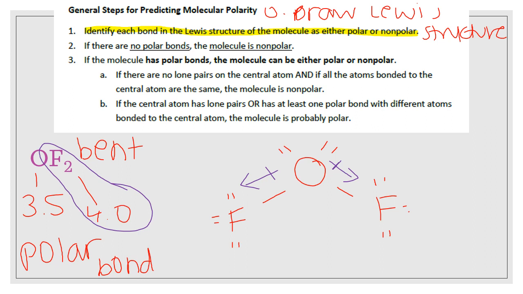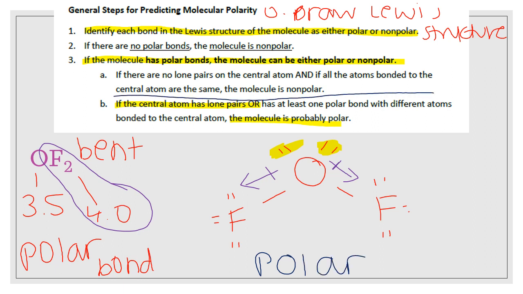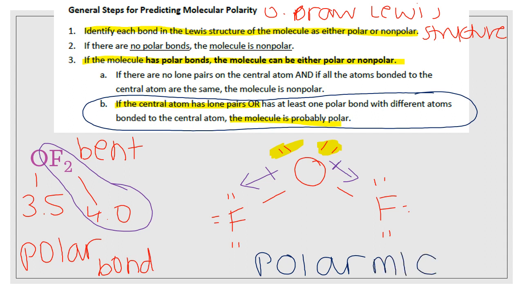So if there are no polar bonds, that's not the case. There are polar bonds. So my molecule has polar bonds, step 3. Okay, 3A. If there are no lone pairs on the central atom, well, my center atom has lone pairs. So B, central atom has lone pairs. The molecule is polar, which this is. It's a polar molecule, and I know that because it's got a polar bond and my center atom has lone pairs. I didn't even have to read the rest of A because there were lone pairs on it, so it's a polar molecule.